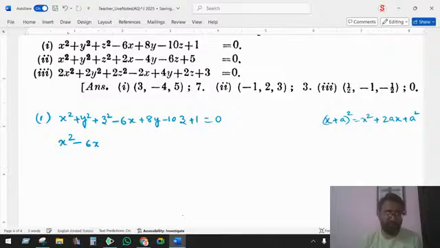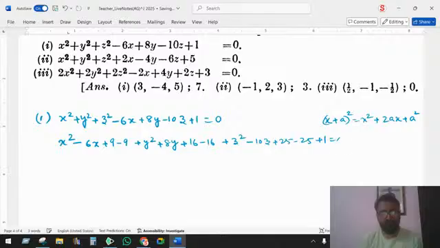So what is the term for the rest? It is minus 6, 6 by 2, it's 3, so plus 9 minus 9. Clear? And plus y square plus 8y plus 16 minus 16, and plus z square minus 10z plus 25 minus 25, plus 1 is equal to 0.